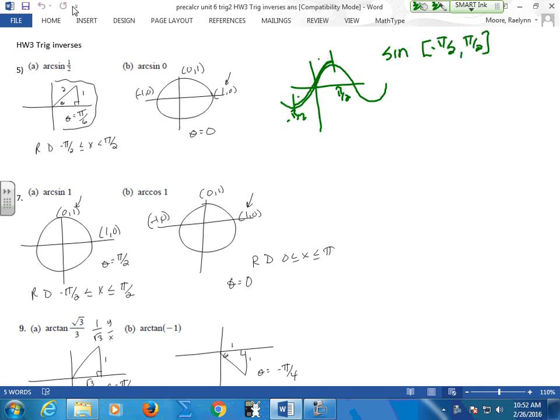An easier way to think of it is, what quadrants does this cover? Quadrants 1 and 4. So you're in quadrant 1 if it's positive, in quadrant 4 if it's negative.